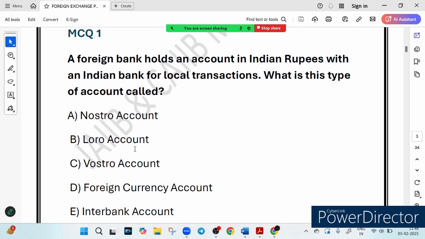We have to answer what this type of account is called. Option A, Nostro; option B, Loro; option C, Vostro; option D, foreign currency account; option E, interbank account. What do you think? You should first try yourself and then listen to the answer.